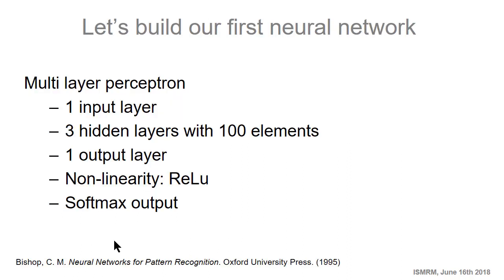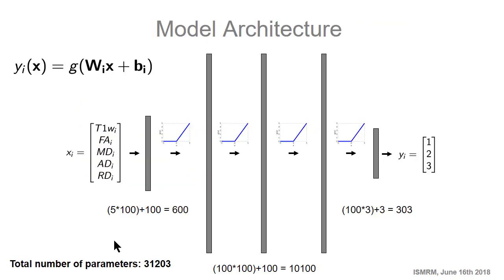So let's actually build our very first neural network. It's a multi-layer perceptron. Daniel has shown how they work in the previous talk. We have an input layer, 3 hidden layers with 100 elements, and an output layer. We use ReLUs as the nonlinearity and a softmax output. And this is how it looks.